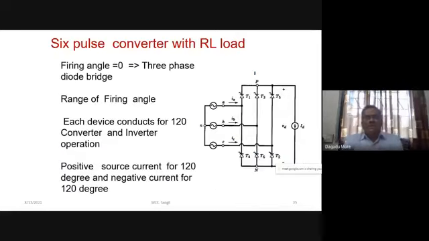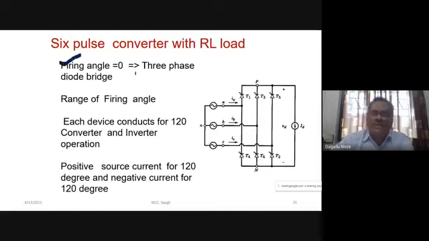Now let us go to our 6-pulse converter. When alpha equals 0, everybody knows that for a 6-pulse converter, our thyristor converter will become like a diode bridge. And we have discussed that for a diode bridge our source current is a quasi-square wave. So for a 6-pulse converter with alpha equal to 0, again we say that our source current is a quasi-square wave.